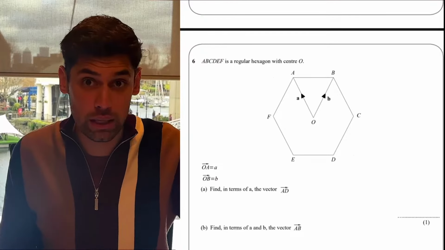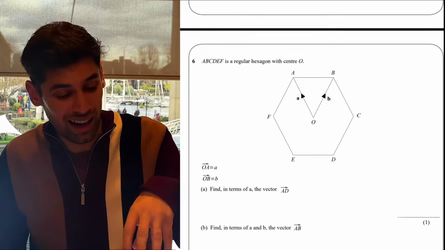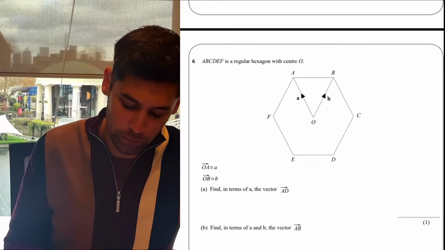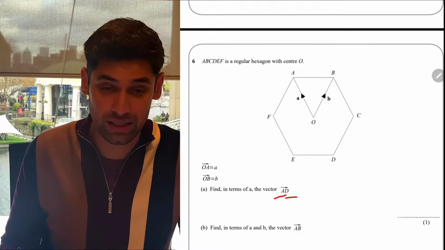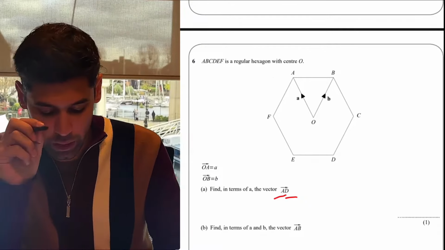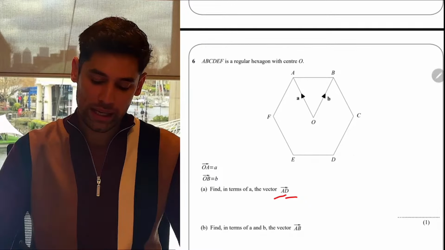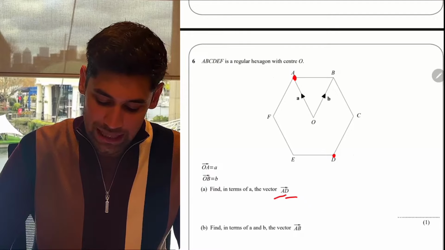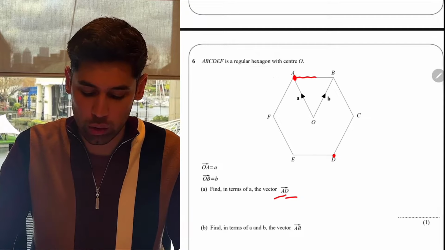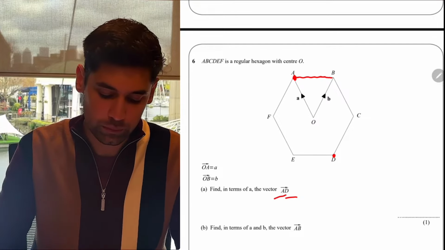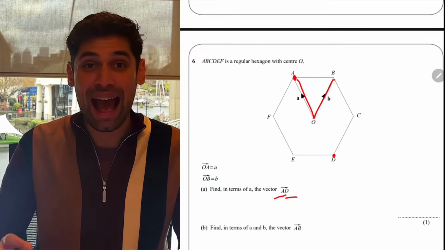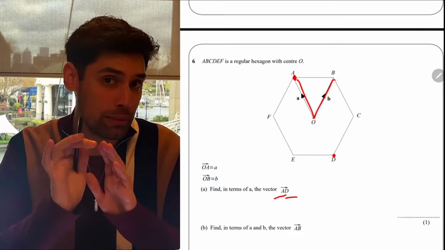I really like vectors, this type of vectors, because I see it like a game. The game is, how do you get from one point to another point, in this part A to D, using only lines with arrows on? So we need to get from point A up here to point D down here using only lines that have arrows on them, which means we cannot go across that line because it hasn't got an arrow on it. But we can use this line and any line that is exactly the same as that.